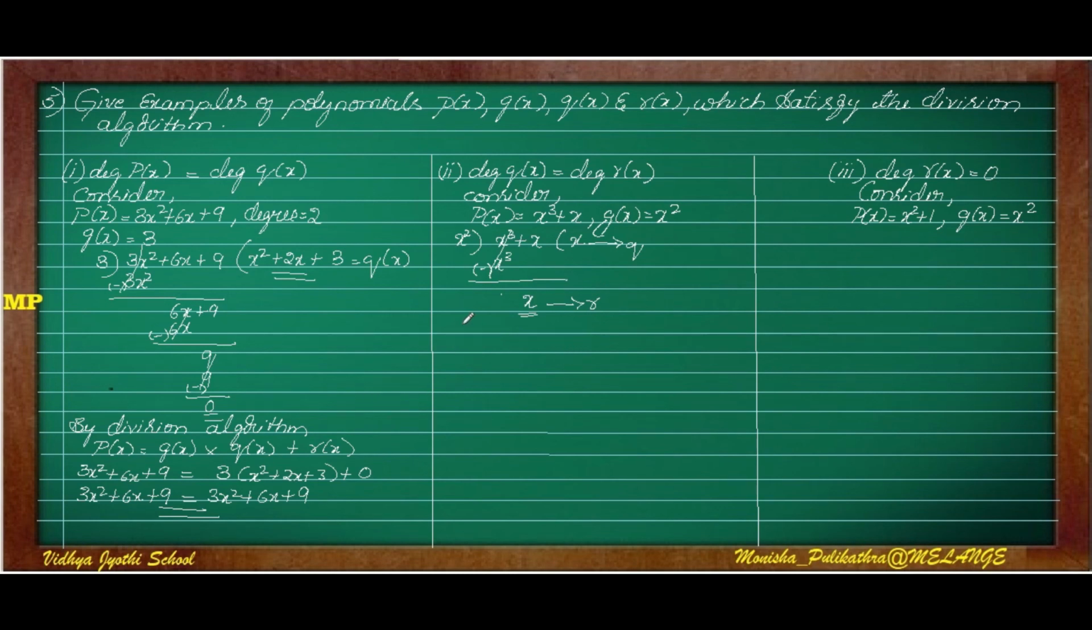So again we have to use the division algorithm. By the division algorithm, p of x is equal to g of x into q of x plus r of x. So p of x is x cube plus x, which is equal to g of x, x square, into x, plus the remainder, which is also x. So x cube plus x is equal to x square into x, which is x cube, plus x. See here the LHS is equal to RHS. So it is proved.